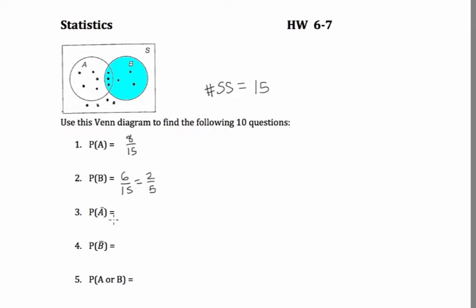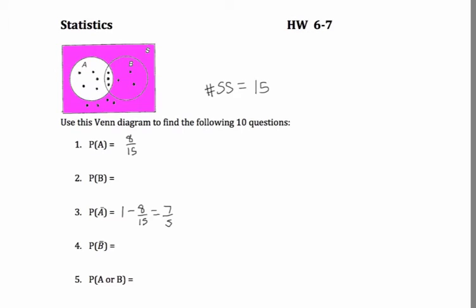There are 2 ways to do the next one. The complement of A, the probability that you're not in A. Well, the probability of the complement is going to be 1 minus the probability that you are in A. So that's one way to do it, 7/15. The other way to do it is to highlight all the stuff that's not A and count up how many dots are there. 1, 2, 3, 4, 5, 6, 7. Again, 7, that should be 7/15.